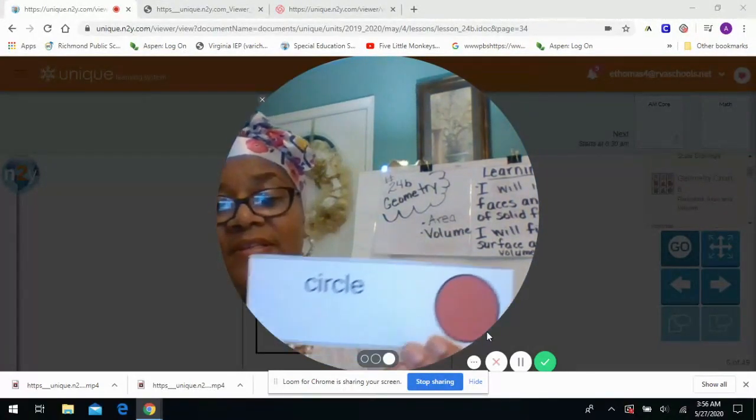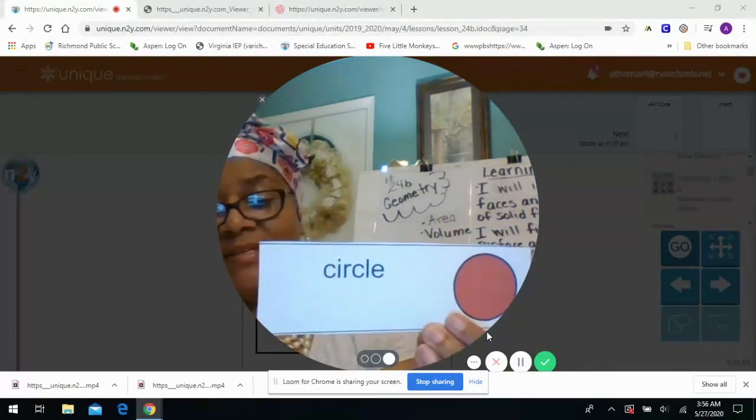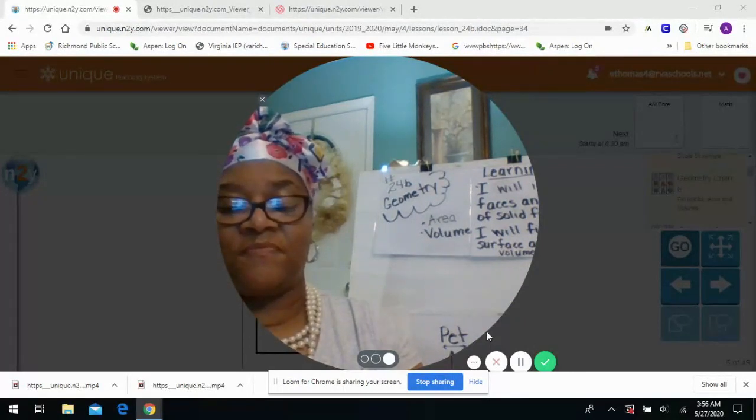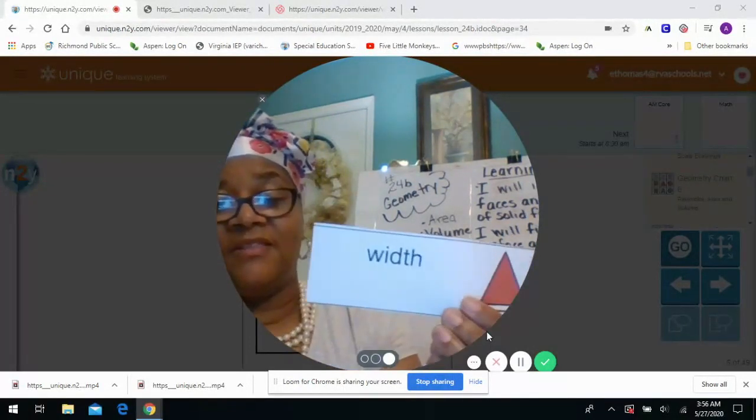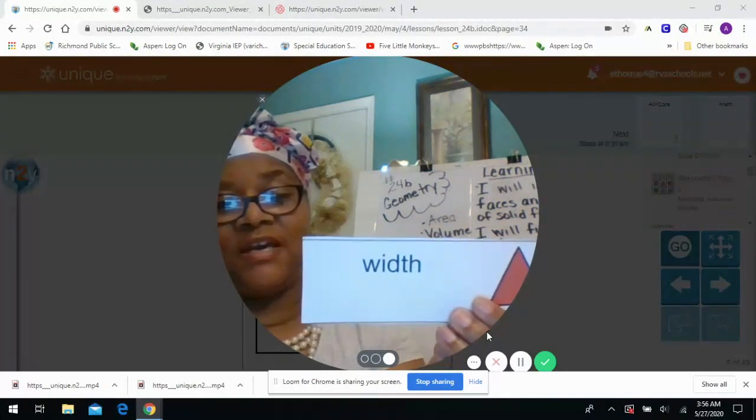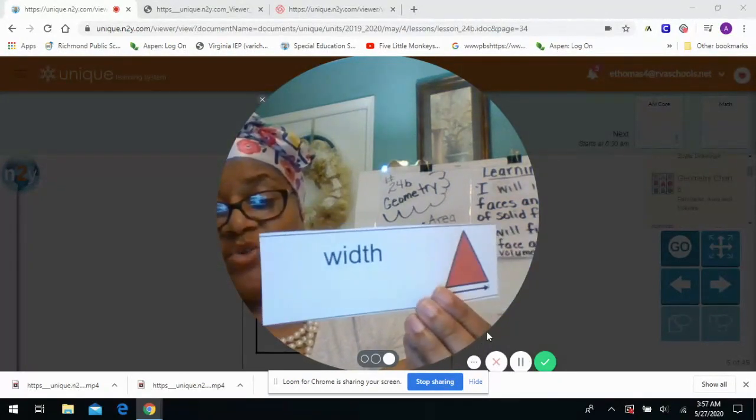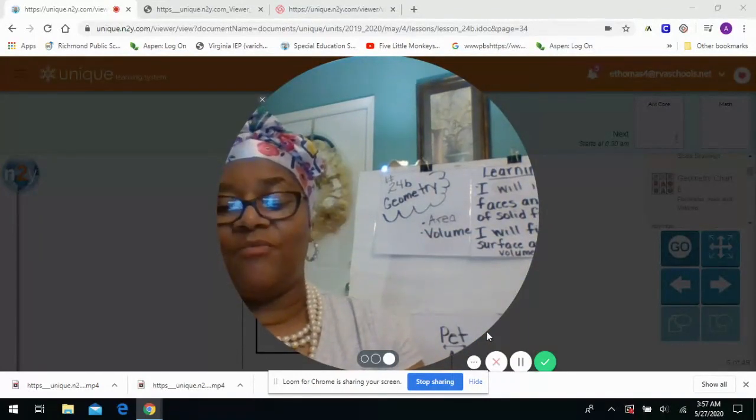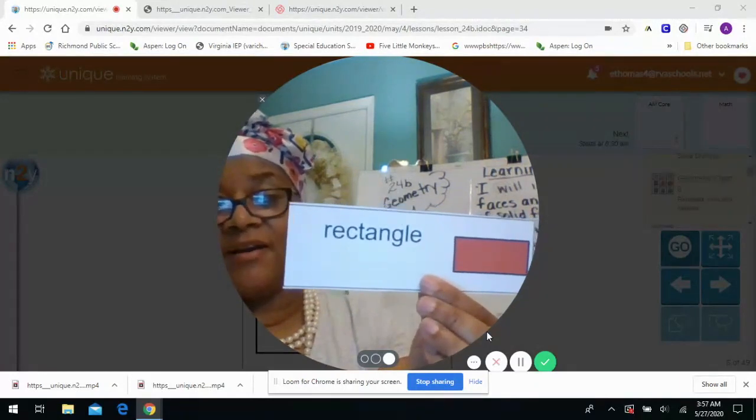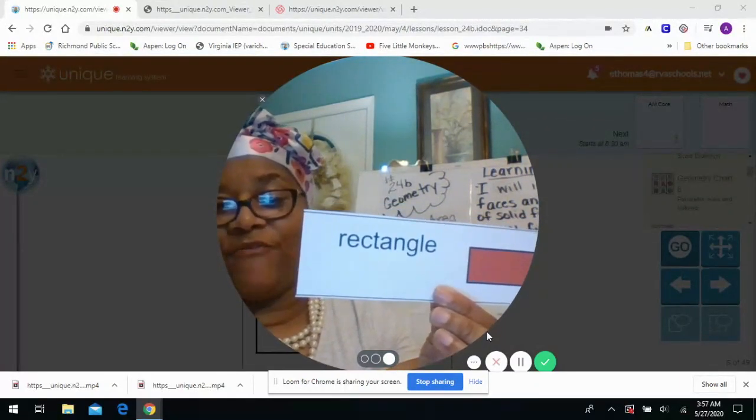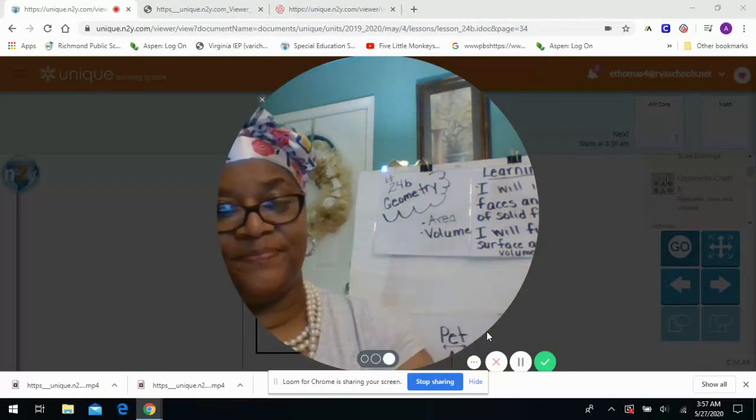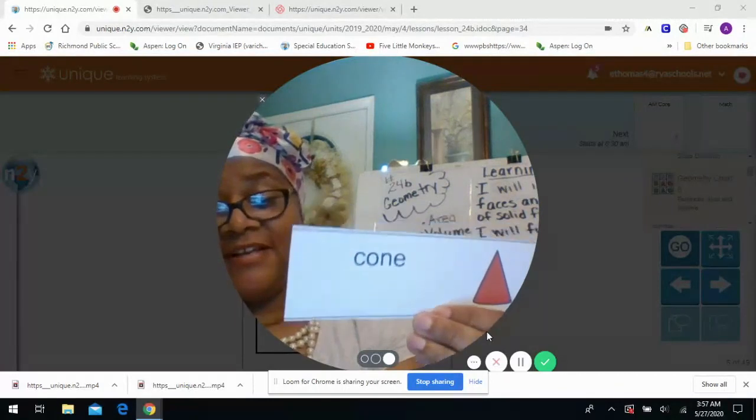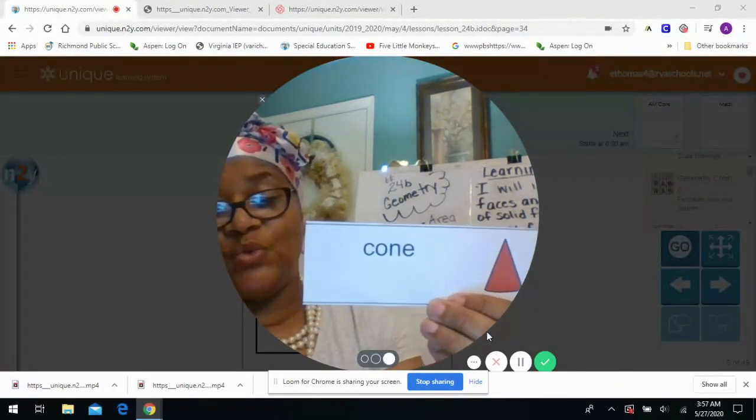A circle is a curved line segment that meets. Flat shape. The width is a measure of the short side of something, or the shorter side. A rectangle, a four-sided polygon with four right angles. A cone is a solid figure that slopes evenly to a point.